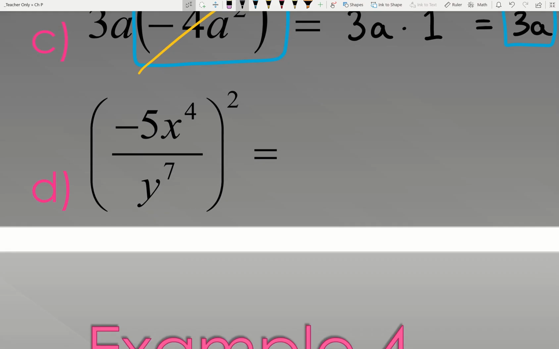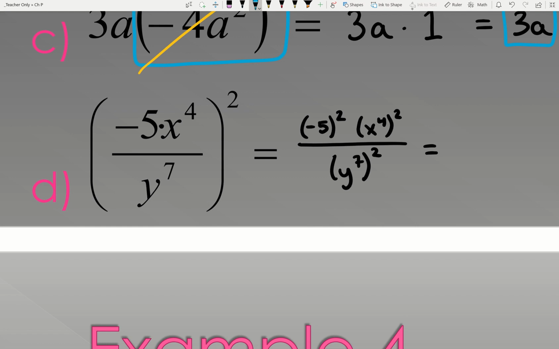Okay, down here on the bottom, I see that these parentheses are being raised to the power of 2. I'm checking the operations on the inside. I just see a multiplication here, and then I see a division there. No additions or subtractions to be found, so I know that everything inside the parentheses can be raised to the power of 2 with no problems. So there's the negative 5. We'll raise that to the power of 2. Here goes the x to the fourth. We'll raise that to the power of 2. And then finally on bottom, we've got the y to the seventh. We will raise that to the power of 2. Okay, so just to be clear, the whole group was being raised to the power of 2, so that means individually everything can be raised to the power of 2.